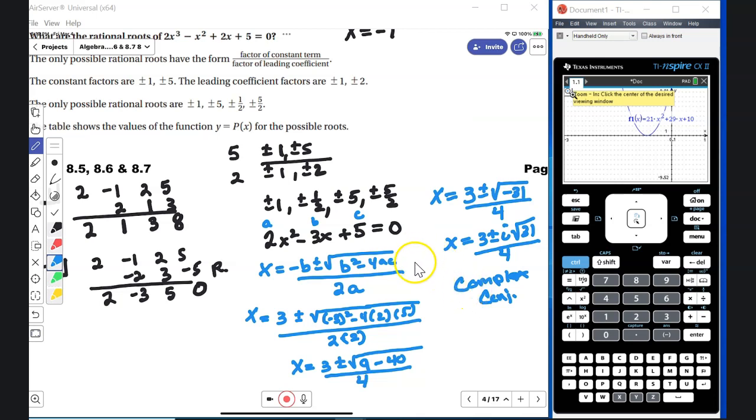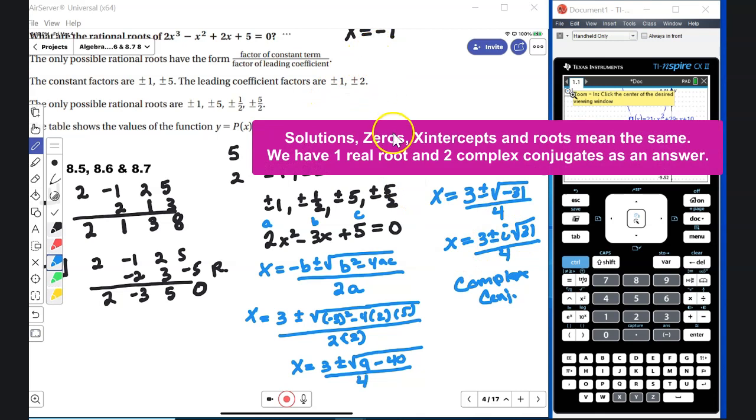So our root is imaginary. These two are imaginary, and then we had one that was real. So altogether we have 3 zeros, 3 roots, and 3 x-intercepts. They all mean the same. Now, if I were to graph this to check this, these imaginary solutions would not be seen.